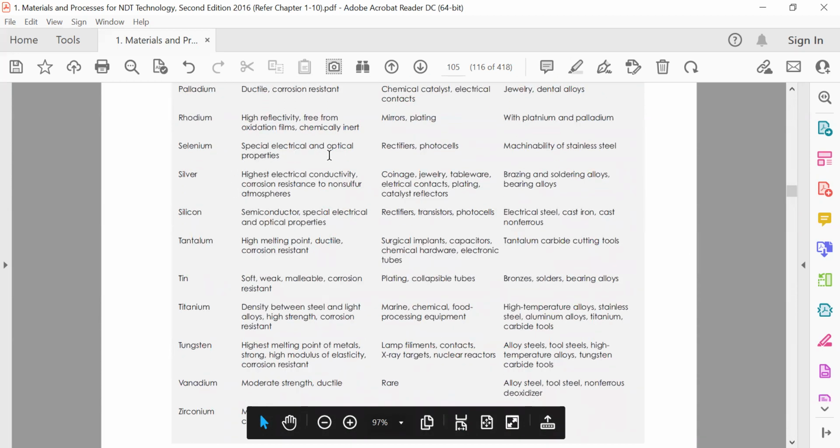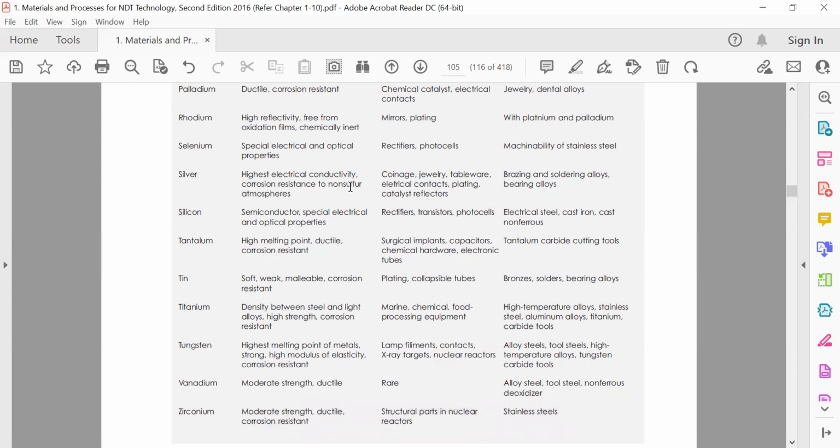Selenium, special electrical and optical properties. Silver, highest electrical conductivity, corrosion resistance in non-sulfur atmosphere. Silicon, semiconductor, special electrical and optical properties. Tantalum, high melting point, ductile, corrosion resistance. Tin, soft, weak, malleable, corrosion resistance. And for uses, you can see tin for bronze. So copper and tin make bronze.